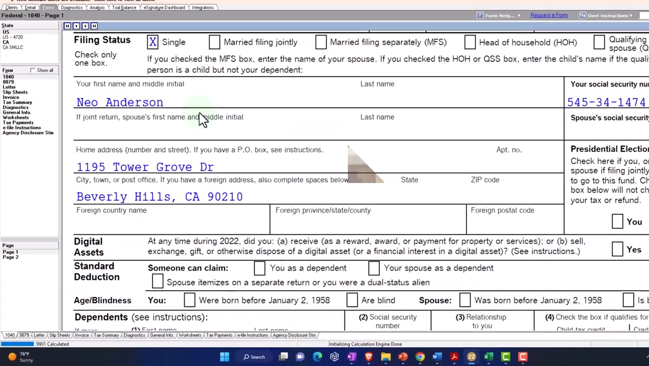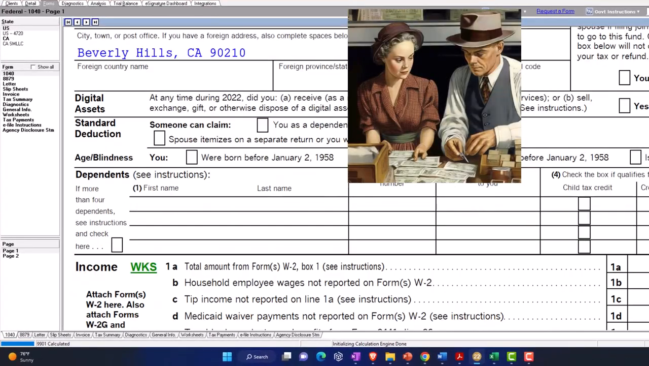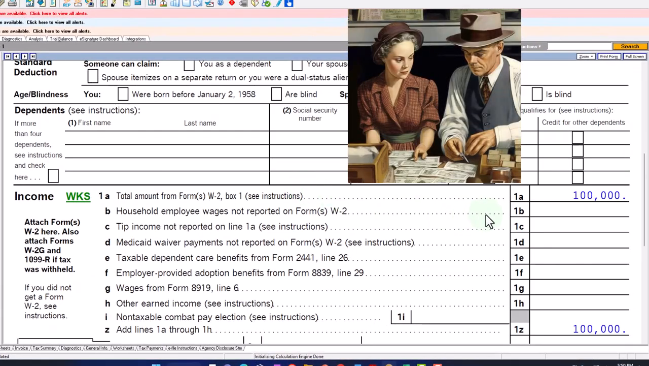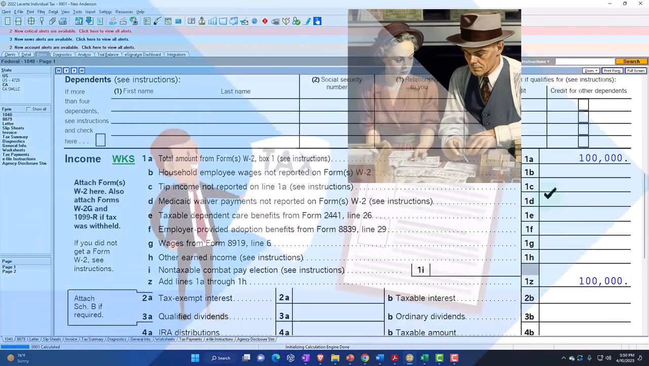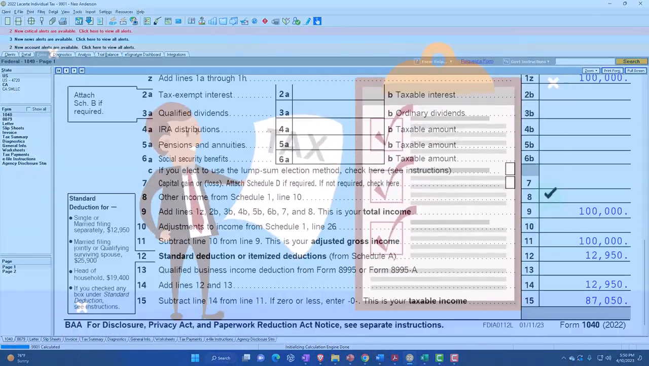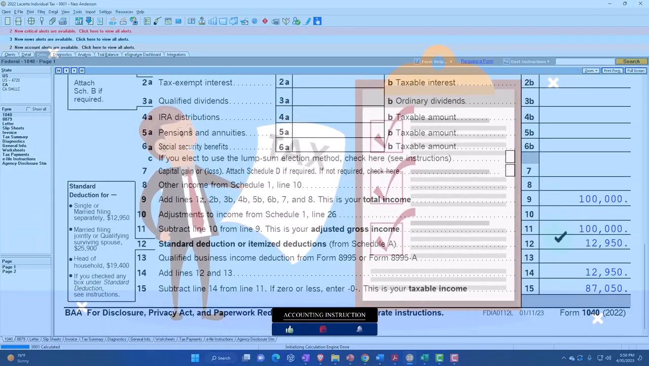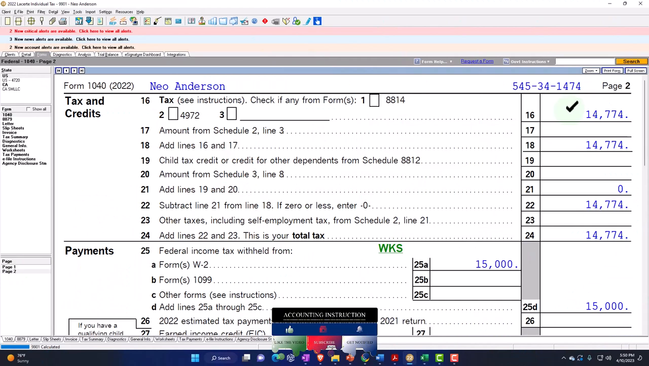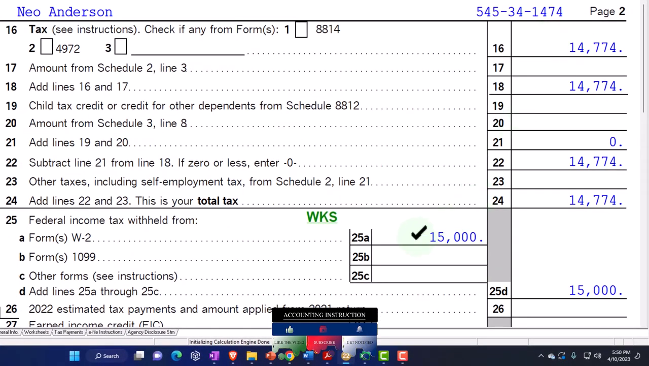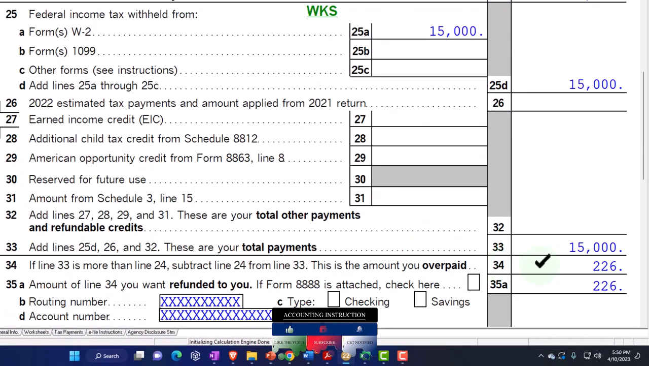Starting point, Mr. Anderson, living in Beverly Hills, 90210, W-2 income 100,000, way over the threshold to be getting the earned income tax credit. But that's our standard starting point, so that's where we'll start. $12,950 is the standard deduction. Get us to the $87,050, page number 2, calculating the tax. $14,774, $15,000 withheld to get us to the $226,000.